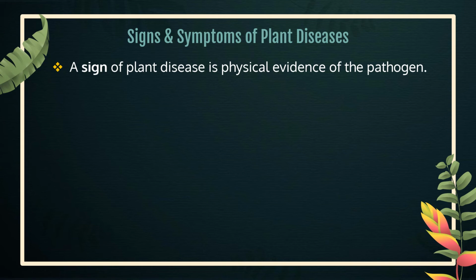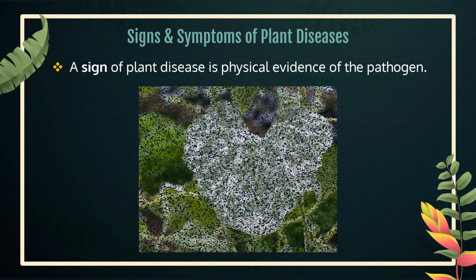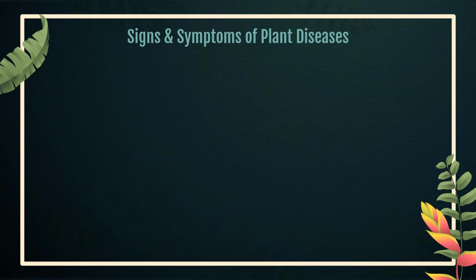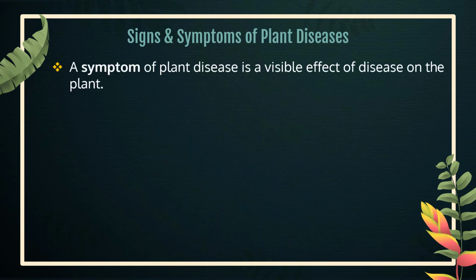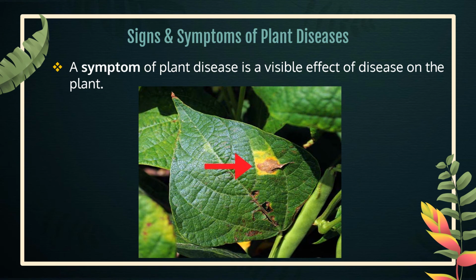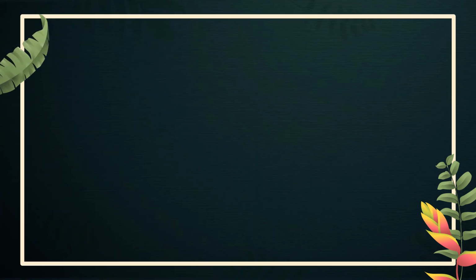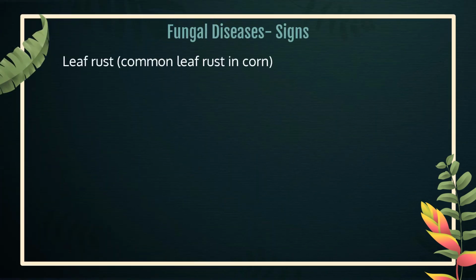Let's see some of the common signs and symptoms of plant disease. Like I already told, a sign of a plant disease is physical evidence of the pathogen. Here, I listed some of the signs of bacterial, fungal, and viral diseases caused by both abiotic and biotic factors. In this picture, you can spot yellow and brown color on the leaves. This is commonly called leaf rust. If we see this rust formation on the stem, we call it stem rust.